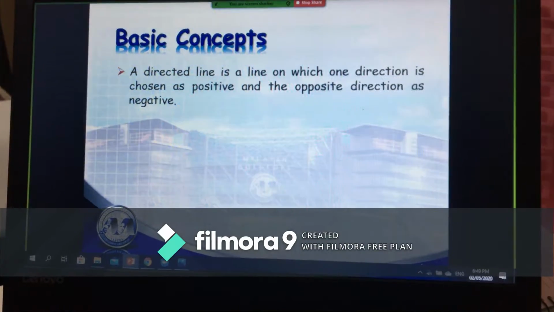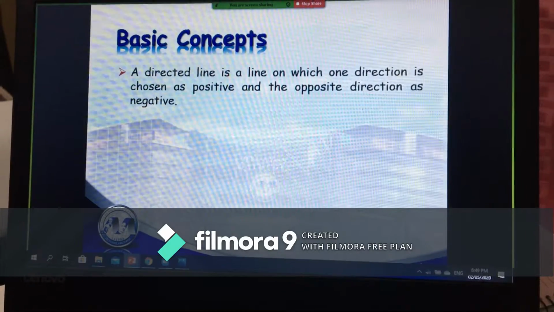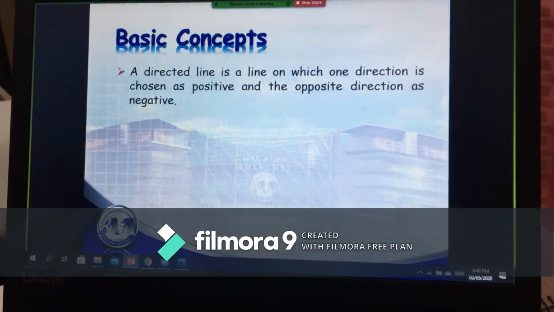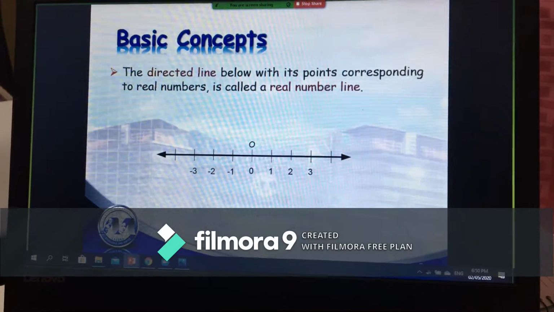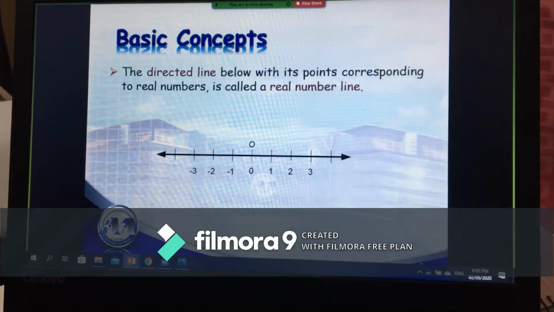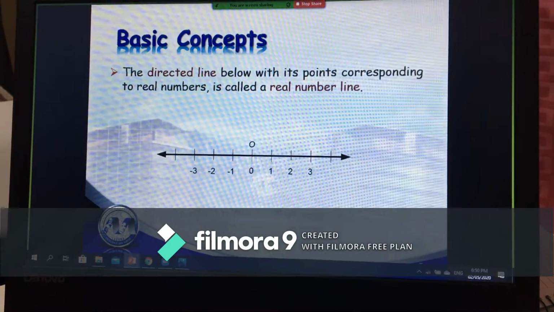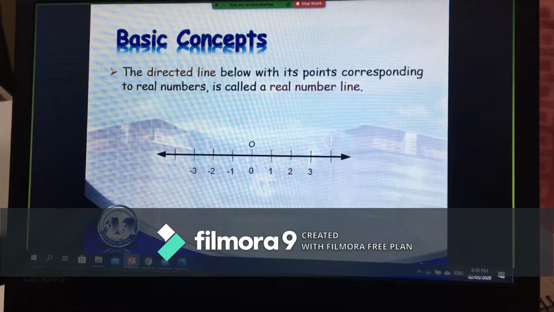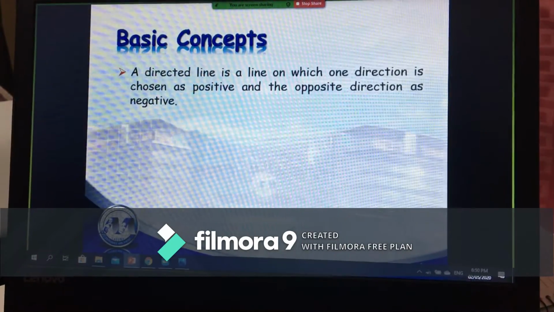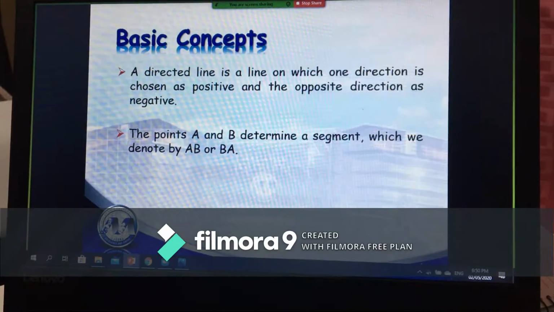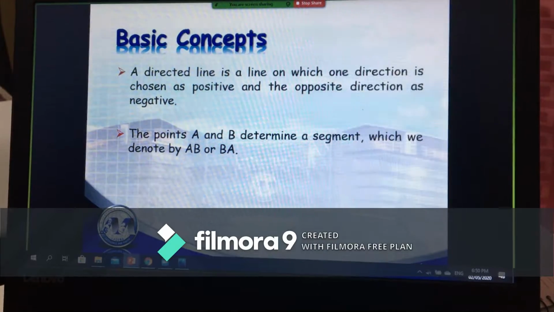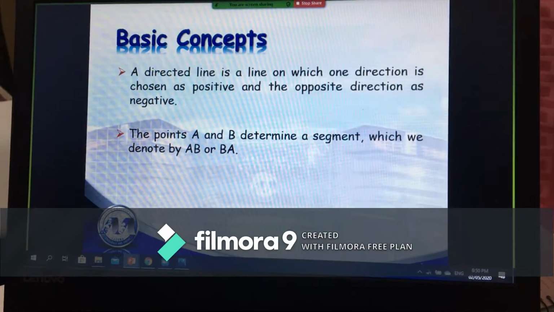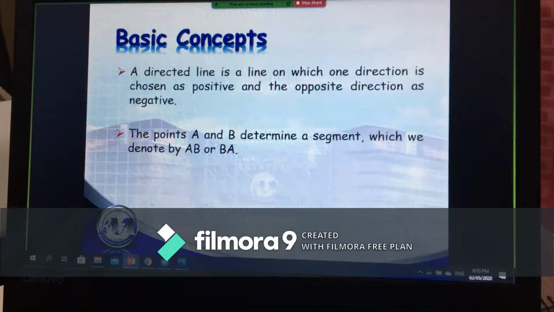A directed line is a line on which one direction is chosen as positive and the opposite direction as negative. So as mentioned a while ago, from the origin to the right, positive, then from the origin to the left is negative. So that is what this statement means. Alright? Then the points A and B determine a segment, which we denote by AB or BA.